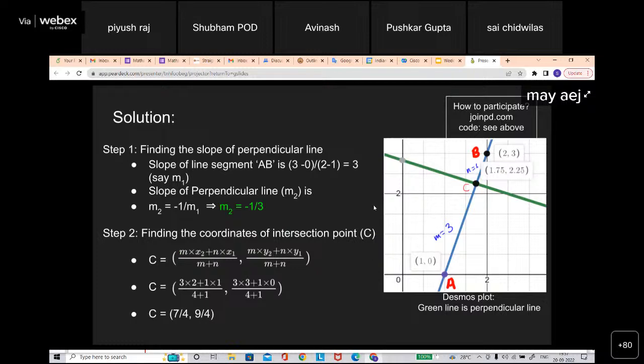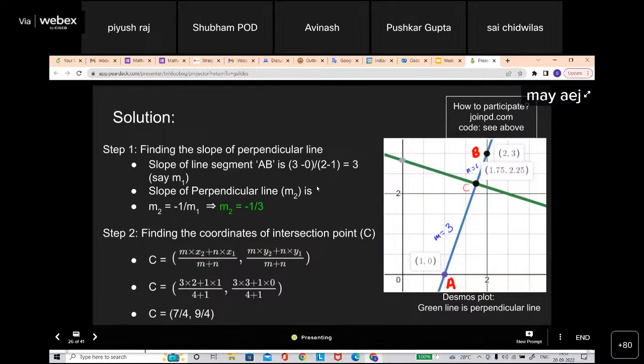Okay. Step 1 is to find the slope of the perpendicular line. So first find the slope of the line which passes through AB. It passes through (1, 0) and (0, 3). Using the slope formula, you can calculate the slope of the line which passes through AB first. Now for the perpendicular slope, m1 times m2 is equal to -1. Let's assume the slope of this perpendicular is m2. Substituting the value, you get the slope of the perpendicular line as -1/3.